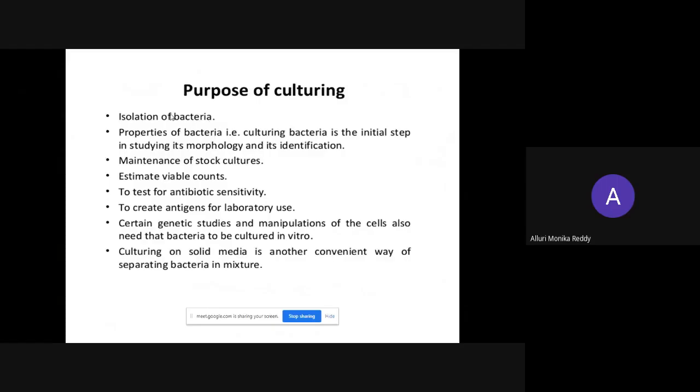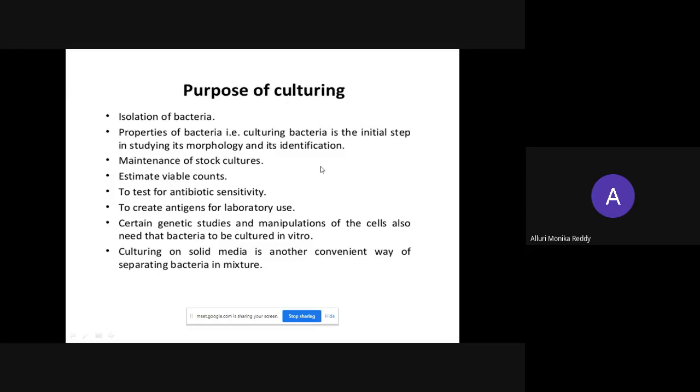And maintenance of stock cultures for several years. There are some species that are very hard to culture, and in such cases stock cultures are used. Also to estimate viable counts, to test antibiotic sensitivity, and to create antigens for laboratory use. Certain genetic studies and manipulations of the cells also need bacteria to be cultured in vitro. Culturing on solid media is another convenient way of separating bacteria in a mixture.